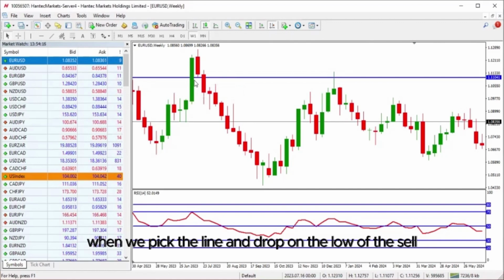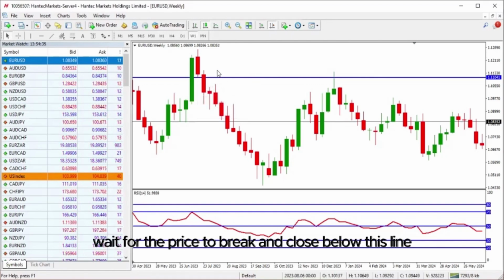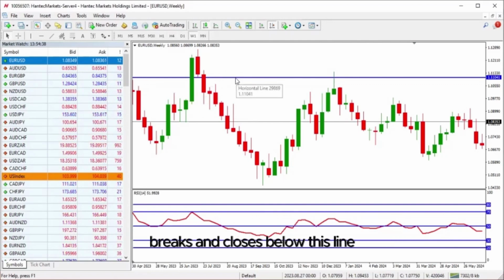When we put the line and drop it on the low of the sell candle, we narrow down to the smaller time frame, like daily time frame, any time frame of your choice. It can be hourly time frame. So when we go there, we wait for the price to break and close below this line. And when the price breaks and closes below this line, we are going to take a sell.